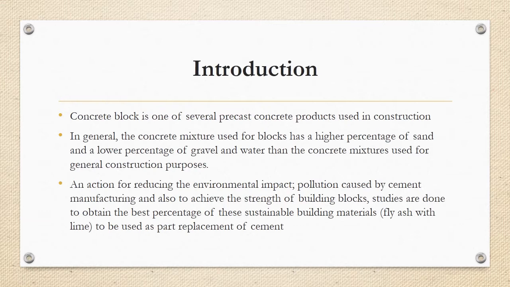As an action for reducing the environmental impact and pollution caused by cement manufacturing, and also to achieve the strength of building blocks, studies are done to obtain the best percentage of these sustainable building materials, which are fly ash with lime, to be used as part of the replacement of cement.